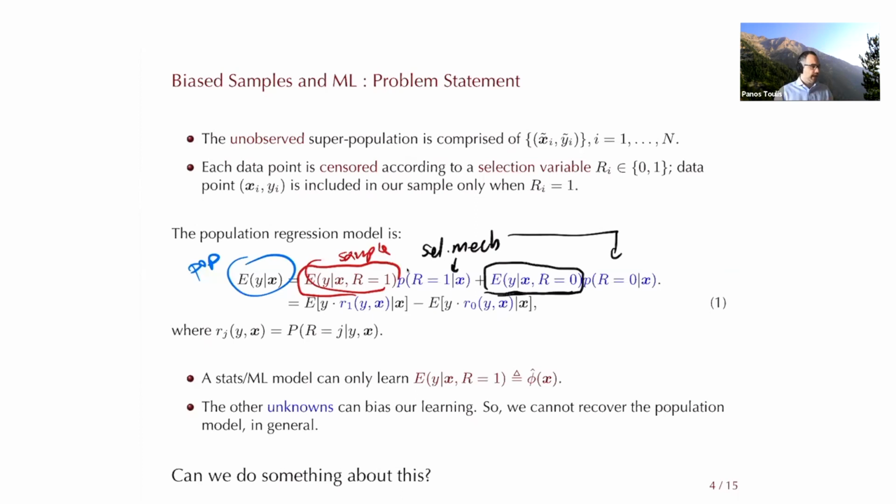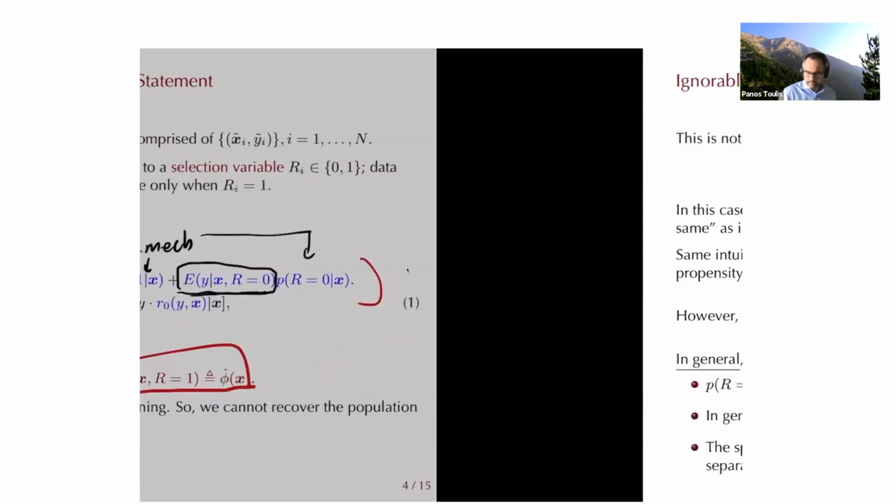However, all of these terms enter into the population model. So it is possible that whatever I learned in the sample, like with this regression model, let's say, and I'm going to use phi hat to denote the model that you learn, is not really connected very well to the population model, right? Just because of that equation over here. And so the question is, in general, we cannot recover the population model, right? Because we have so many unknowns, but can we do something about it?